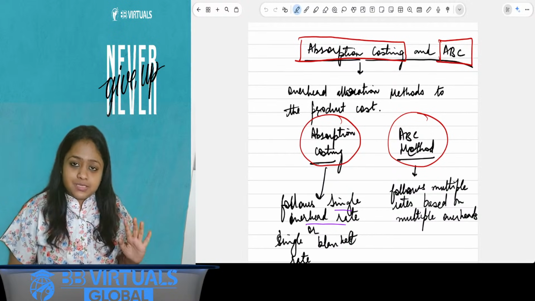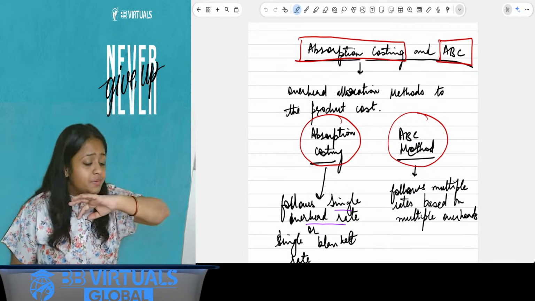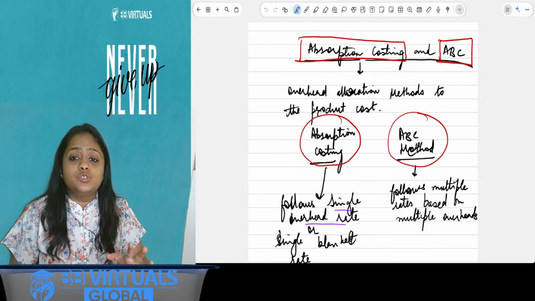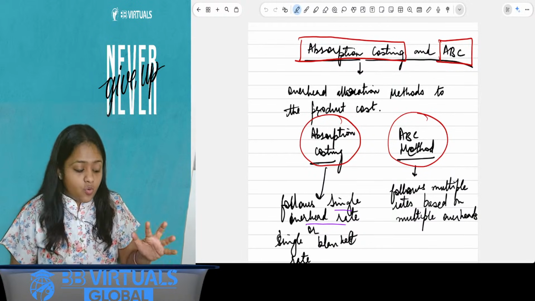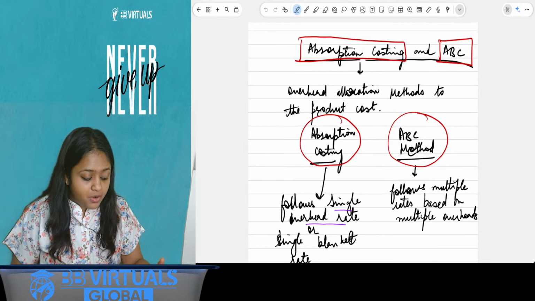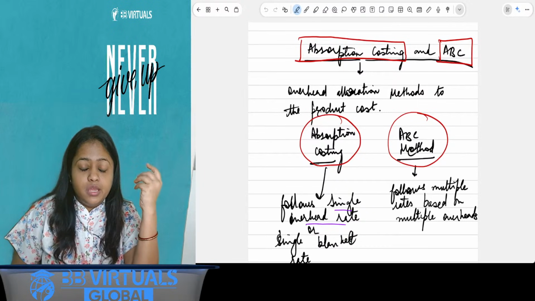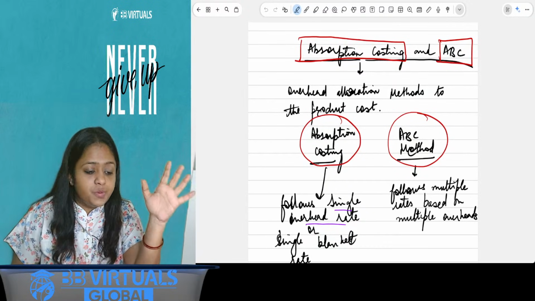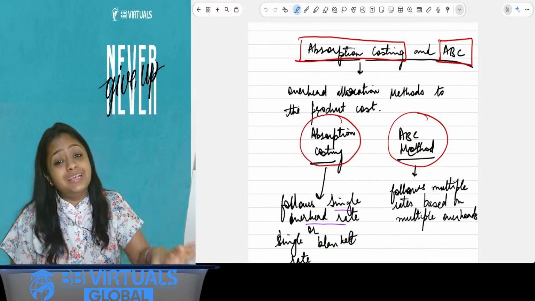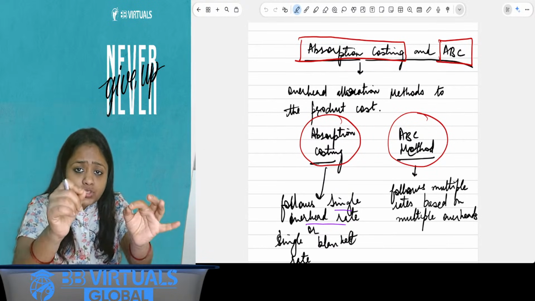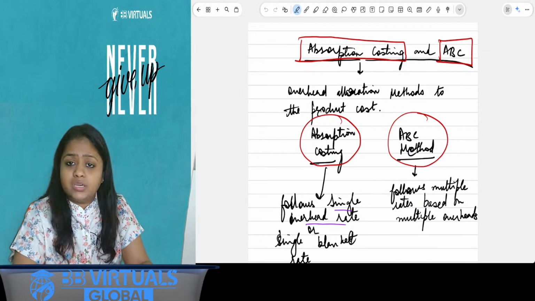Absorption costing, simply said, is an age-old method. It's a very traditional method that simply says that the overheads will be absorbed in the product cost based on a single rate. Single rate means you will calculate the overhead absorption rate. And what is that rate?